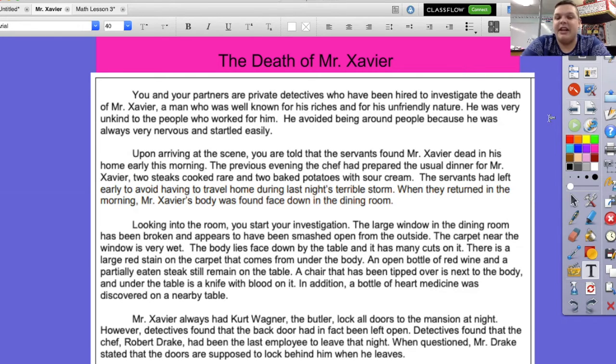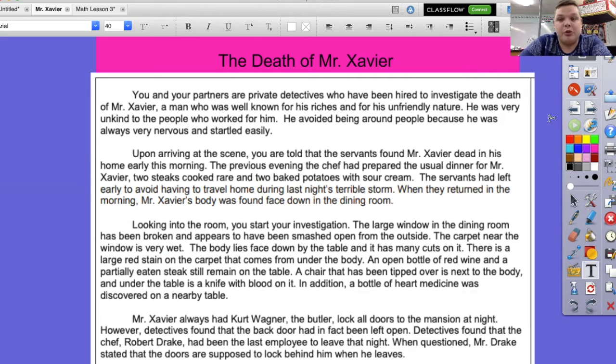The previous evening, the chef had prepared the usual dinner for Mr. Xavier: 2 steaks cooked rare and 2 baked potatoes with sour cream. The servants had left early to avoid having to travel home during last night's terrible storm. When they returned in the morning, Mr. Xavier's body was found face down in the dining room.